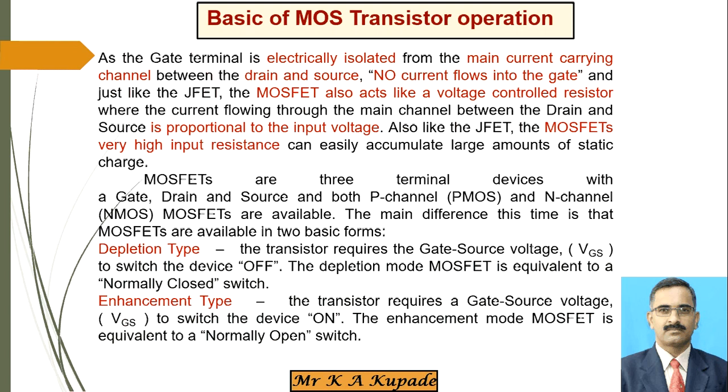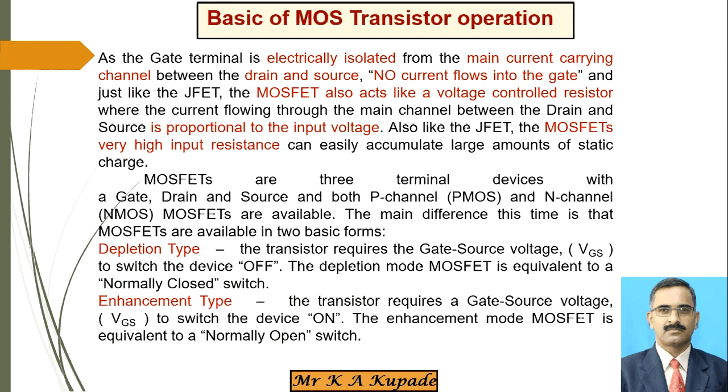The main difference this time is that MOSFETs are available in two basic forms. As per its construction and design development, the MOSFET has two basic forms. This is the main difference between the JFET and the MOSFET. These are the depletion type and the enhancement type. These are the two main types of MOSFET.